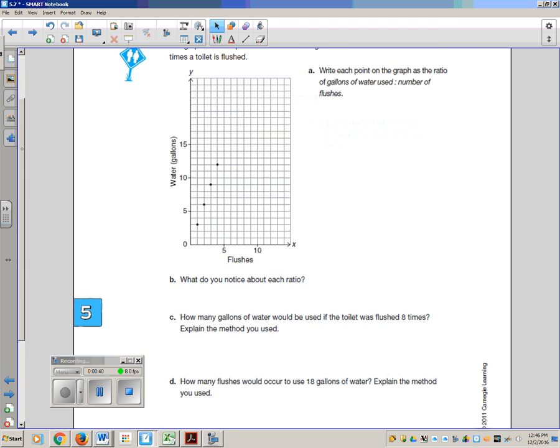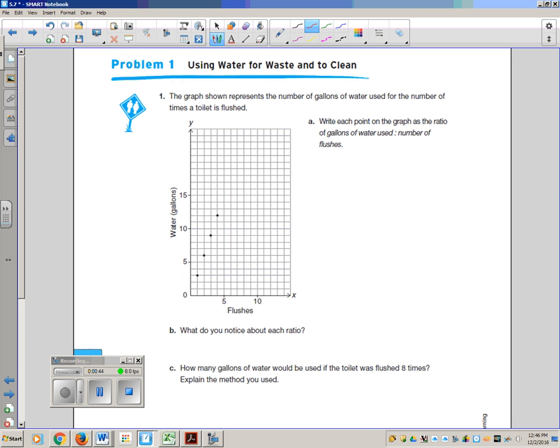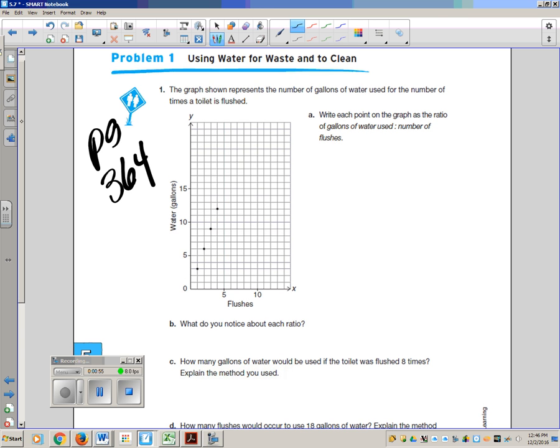We are on page 364. Doing multiple representations of our ratios. We're going to talk about a toilet. The graph shown represents the number of gallons of water used for the number of times a toilet is flushed. Alrighty. Find your interval on the bottom.